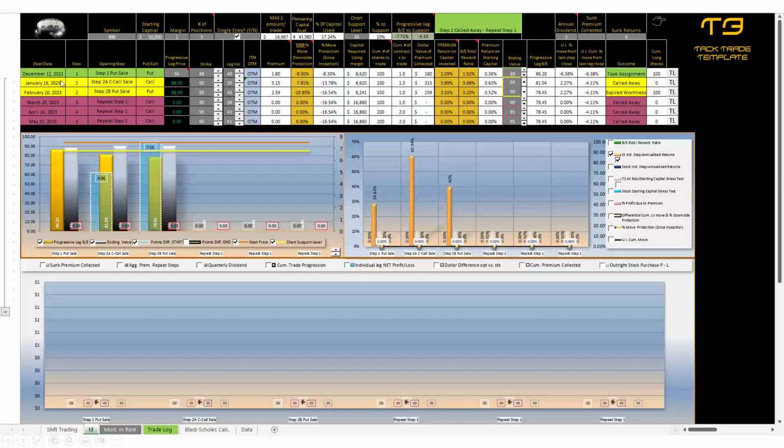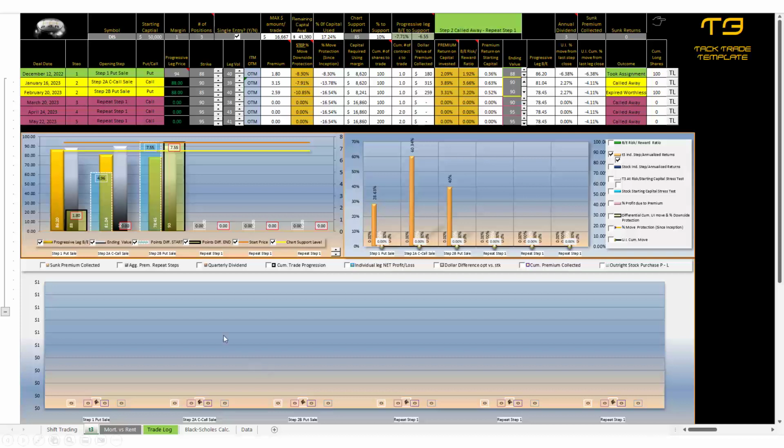So we collect $3.15 along with the $1.80 that we collected in step 1. We now have $4.96 in credit. In other words, Disney could fall $4.96 without us losing any money. When we add into it step 2B, which is the put sale, that's another $2.59. That brings our credit up to $7.55 at the beginning of step 2. Once again, if Disney were to fall, we have $7.55 cushion before it hits our break-even level.